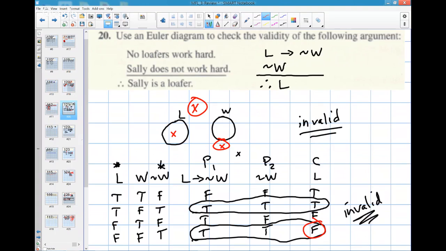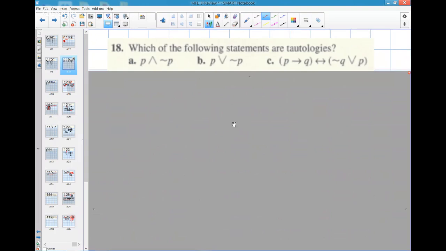How about the reverse of that, number 18? Okay, let's look at number 18. Do I have the right problem? Okay. Which of the following are tautologies? So what you have to do is do the truth tables.